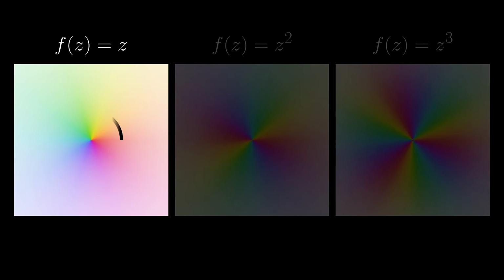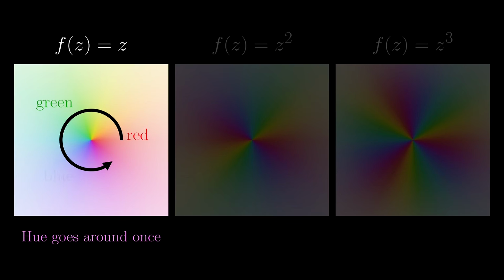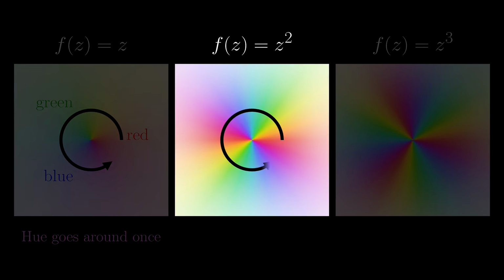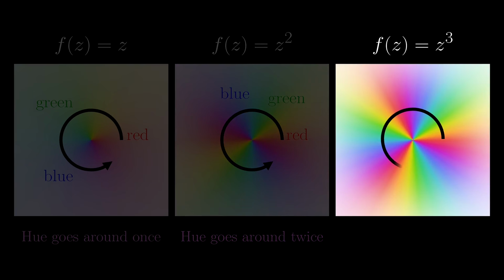If you circle around the origin, the hue goes around once, but also note that it goes from red to green to blue anti-clockwise. For the squaring function, if you circle around the origin again, the hue goes around twice, again in the same anti-clockwise configuration. For the cubing function, the hue goes around 3 times, again from red to green to blue.